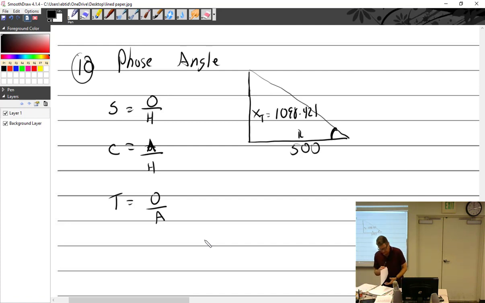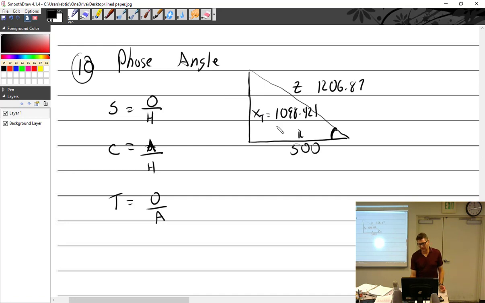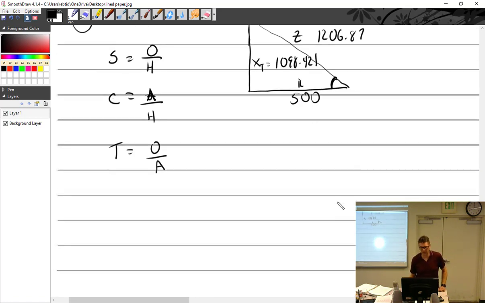Okay. How do you want to do it? Do you want to use sine, cosine, or tangent? Tangent. Well, we know, and we also have the hypotenuse, which is Z. And Z is, I don't have it in front of me, 1206.87. So I've got Z, and I've got X, I can use any one of them. You choose. Tangent. He says tangent.